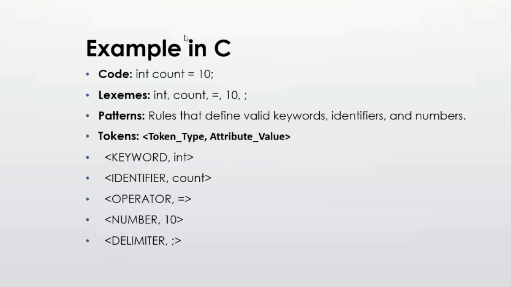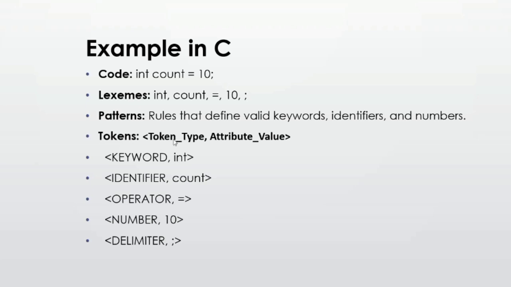In the next example, take a C code: int count = 10. In this statement, we need to find out the lexeme, pattern, and token. Lexeme is the smallest sequence of characters in the source code that matches a pattern for a token. Here, the lexemes are int, count, =, 10. Next, pattern. A pattern is a rule or regular expression that defines how lexemes should be structured for a given token. These are rules that define valid keywords, identifiers, and numbers. Finally, a token is a classification of lexemes based on the pattern.